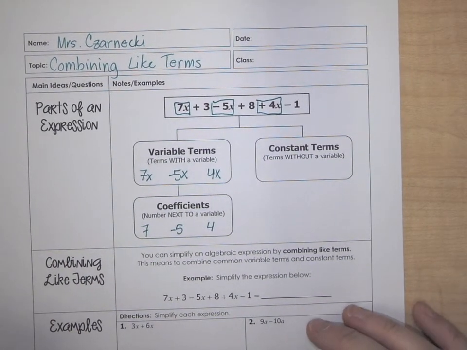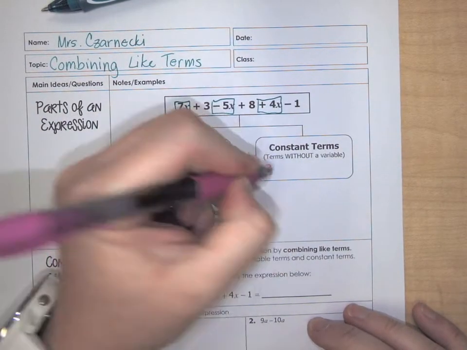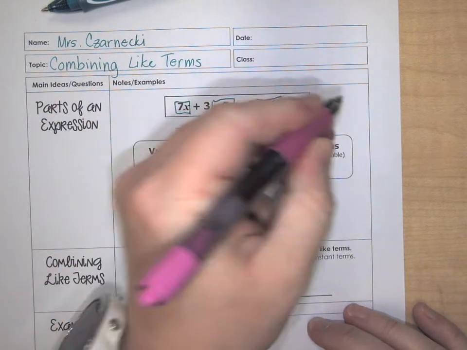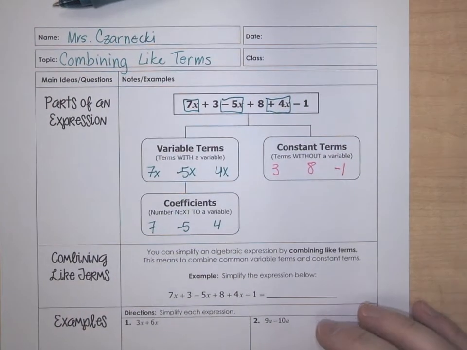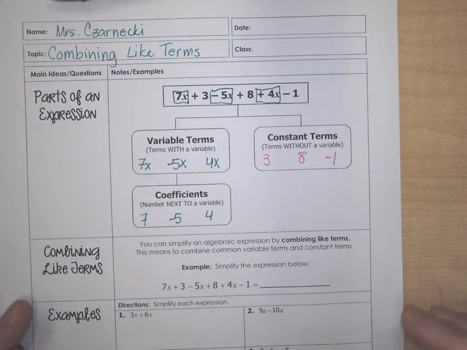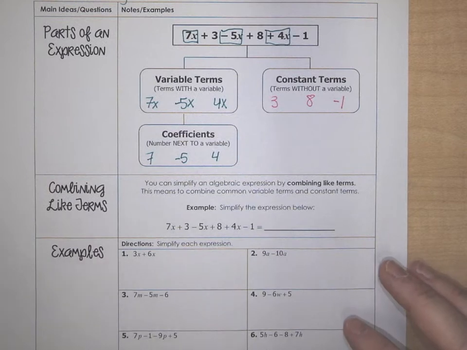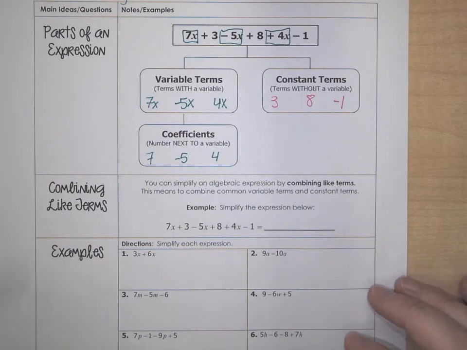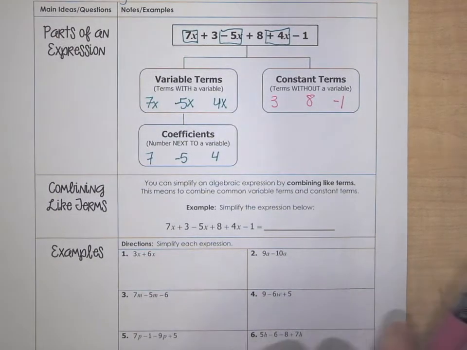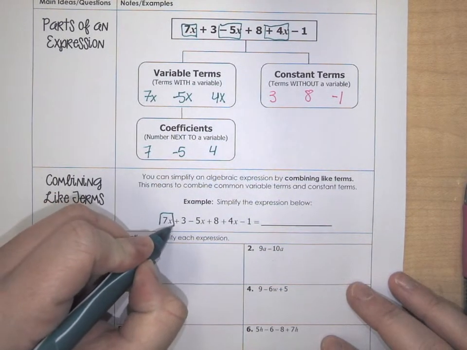Constants are terms that do not have variables. So for this instance, 3, 8, and negative 1 are examples of constants. When we combine like terms, what we can do is put together things that are the same. So here I have, again, the same expression as the top. So I'm going to put a box around all of the terms with variables.